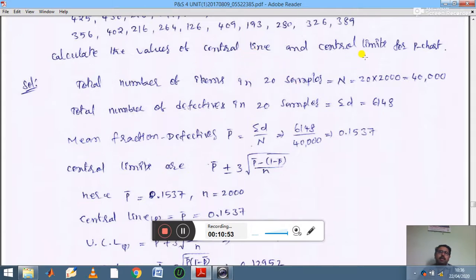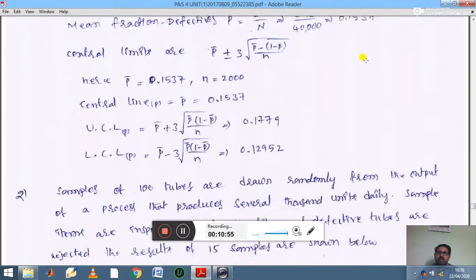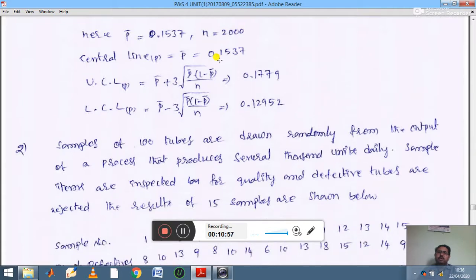Here no need to draw any chart, because they are asking to calculate only the values of control line and control limits. So value of control line is 0.1537 and control limits, UCL value 0.1779 and LCL value 0.12952. Okay, in next video I am going with the second example. Please keep watching.